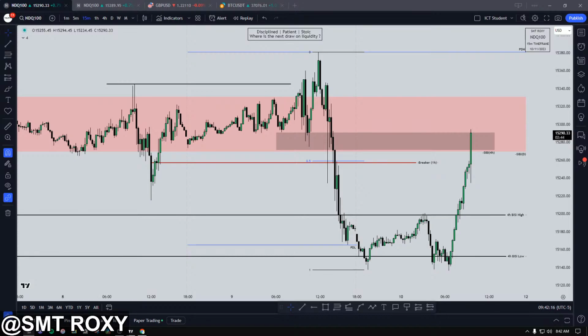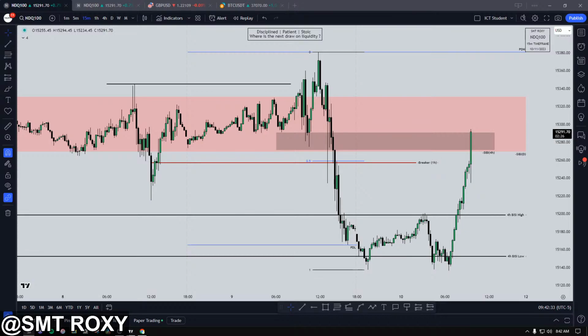Still not near equilibrium. So GU is near equilibrium, Euro USD is not. And then we have a nice little breaker here that I'm watching to see if we can retrace, then lower. We have a breaker formed inside the 4-hour CB, the unicorn model. I would want to push price to equilibrium.